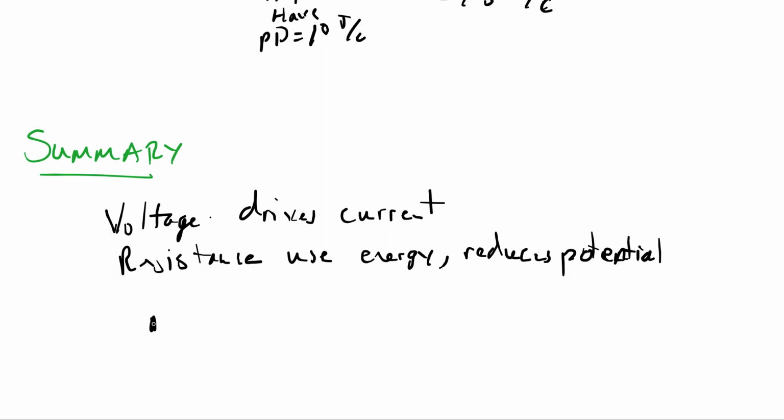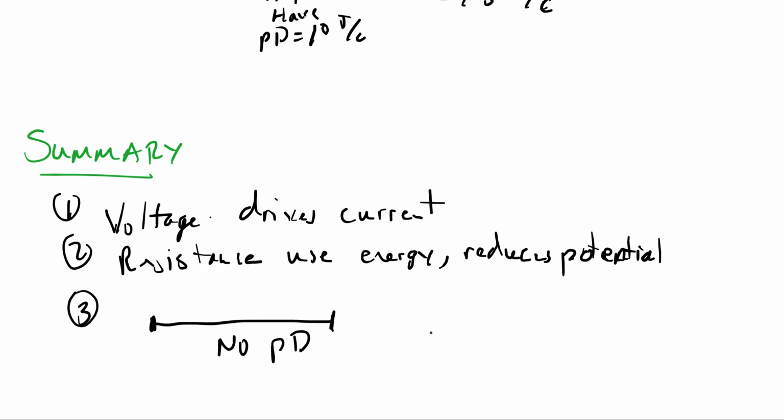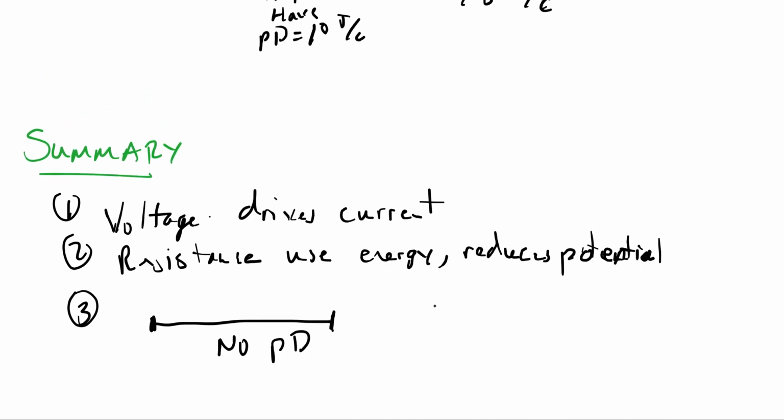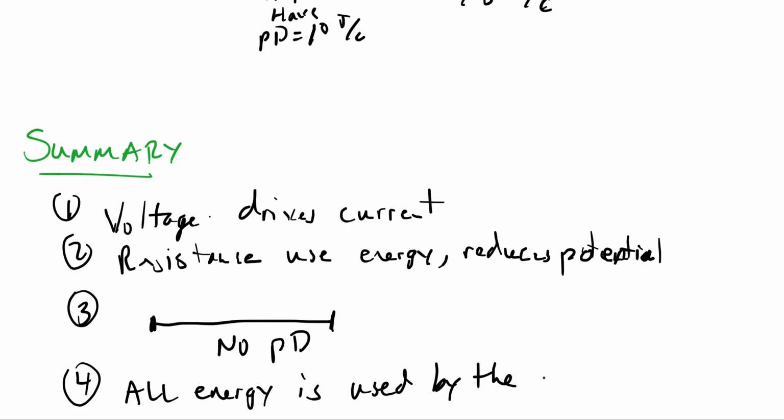If I don't have a resistor, I have a straight wire from here to here. Straight wires have no PD, or essentially no potential difference. We'll learn that that isn't necessarily true. There is some resistance in wires, but it's very small and almost negligible. So that's something that I need to remember. When I go all the way around a circuit, all energy is lost, is used up, used by the devices or resistors.